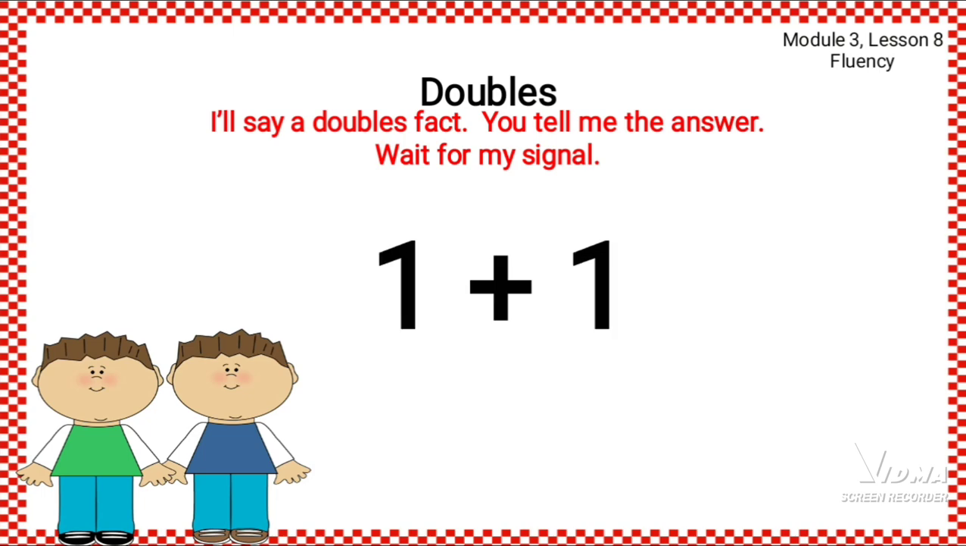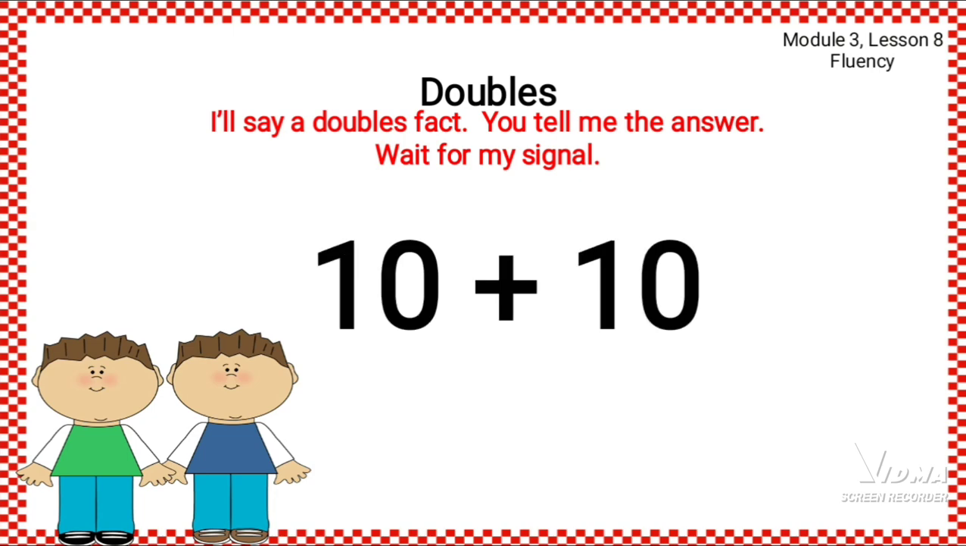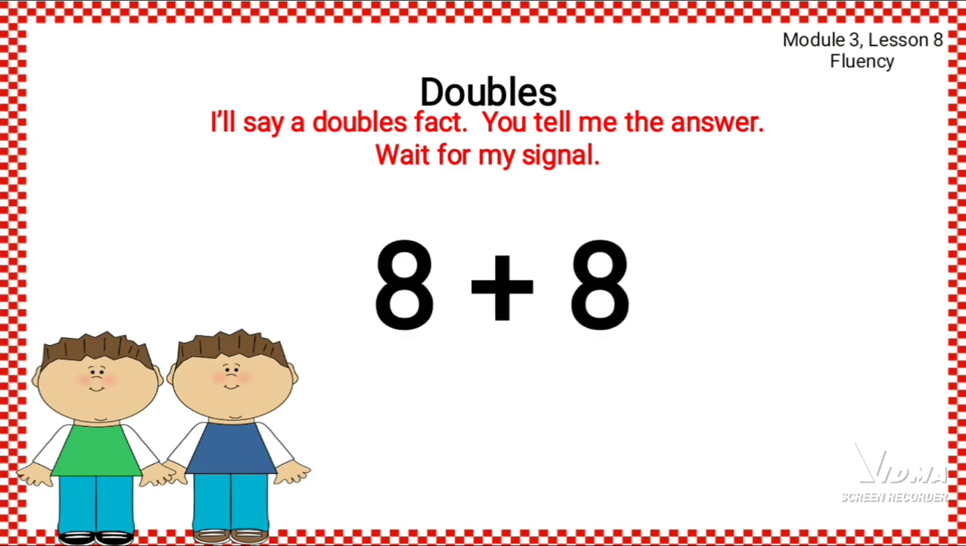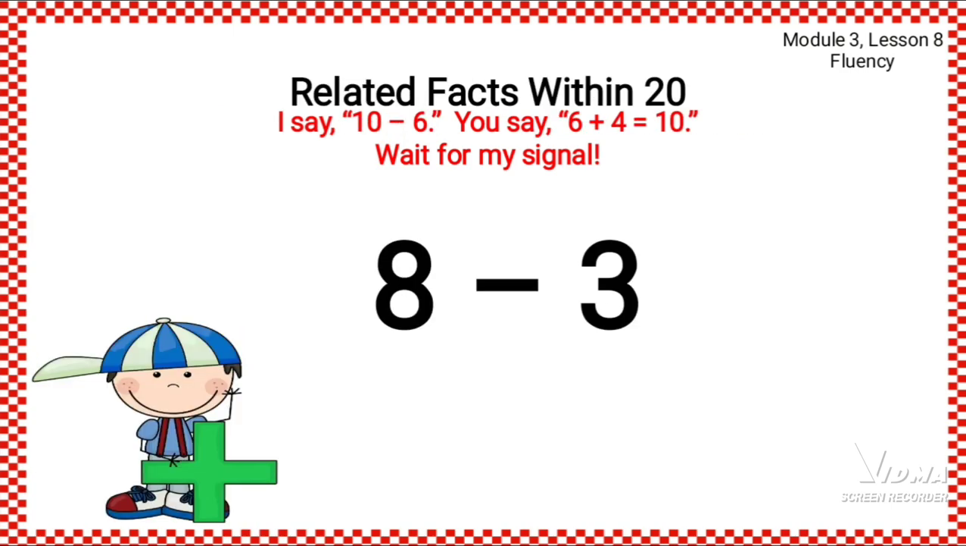1 plus 1, 2. You are correct. 4 plus 4, 8. Fantastic. 9 plus 9, 18. Good. 2 plus 2, 4. That is correct. 10 plus 10, 20. Good job. 8 plus 8, 16. 7 plus 7, 14. Fantastic.